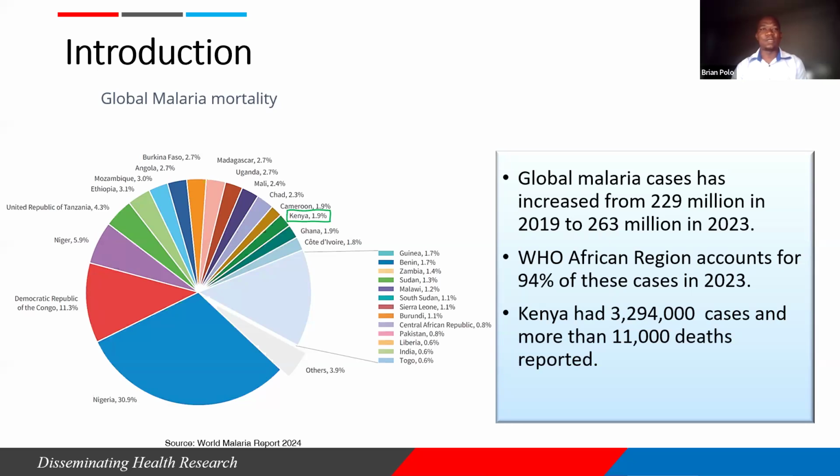Kenya had 3,294,000 cases, and more than 11,000 deaths were reported. It was ranked the 14th country in highest global mortality, as shown in the pie chart on the left of your screen.